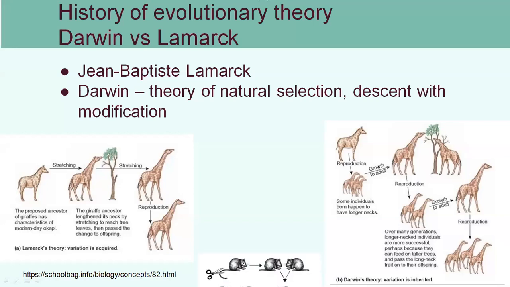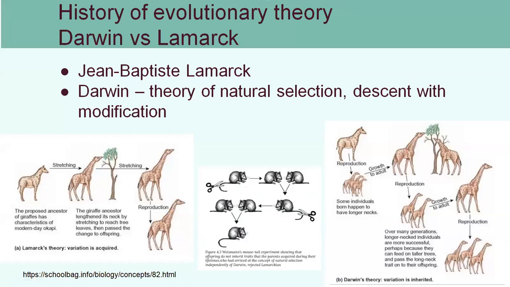Now, we did eventually disprove Lamarck, and there's a kind of disturbing experiment that disproved it. So here's a picture of that experiment, the Weismann mouse tail experiment. Basically, what he did was he cut the tails of these mice and then let them reproduce and found that the offspring still had long tails. And if you cut those tails and let them reproduce, the offspring still had long tails. So just because you cut the tail off the mouse doesn't mean that it would pass on that trait of a short tail. And we know, of course, now that that's because of genetics, because it's the genetics that control the length of the tail in the mouse.